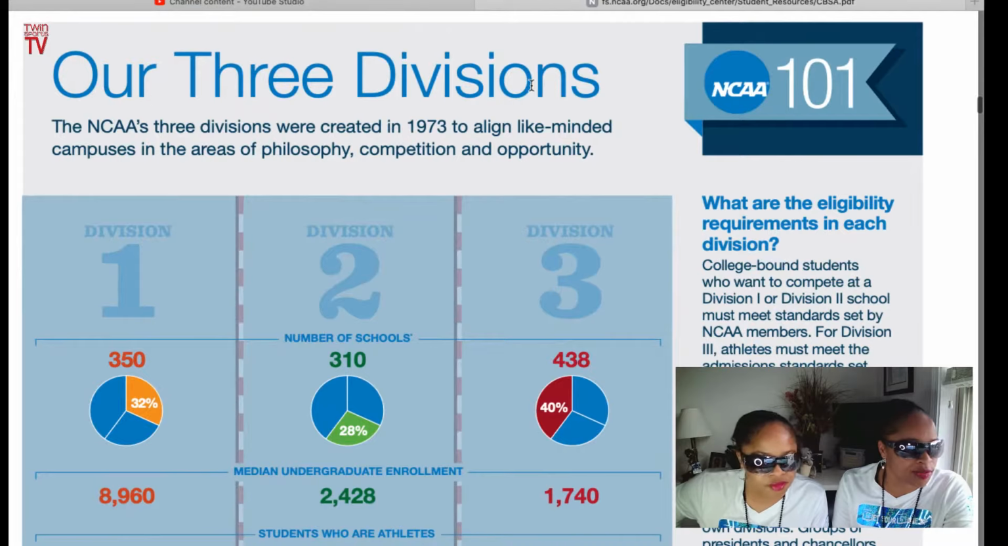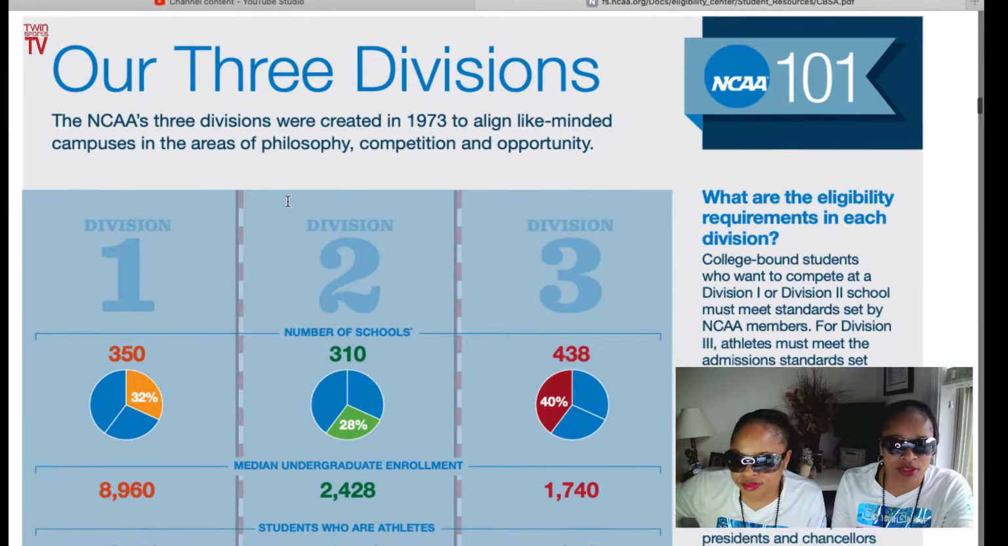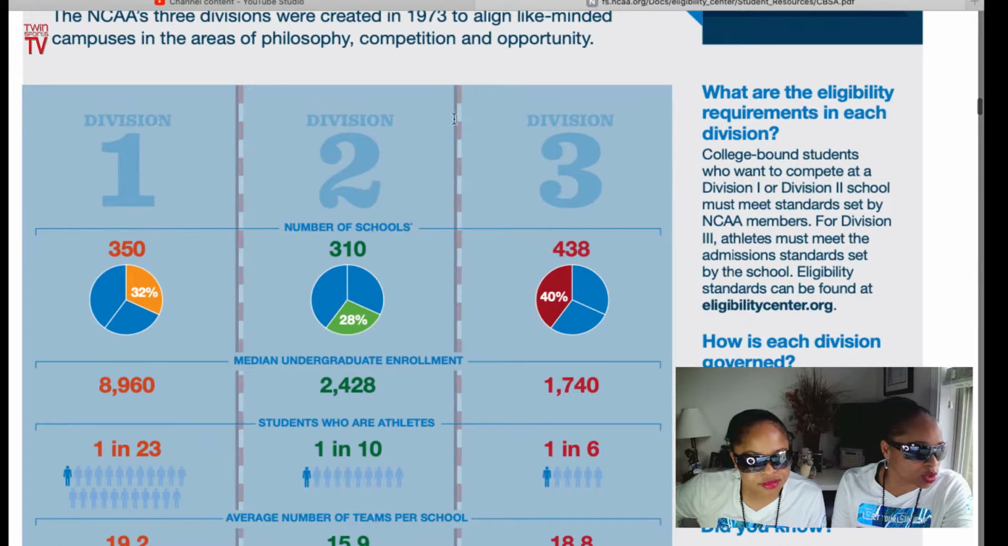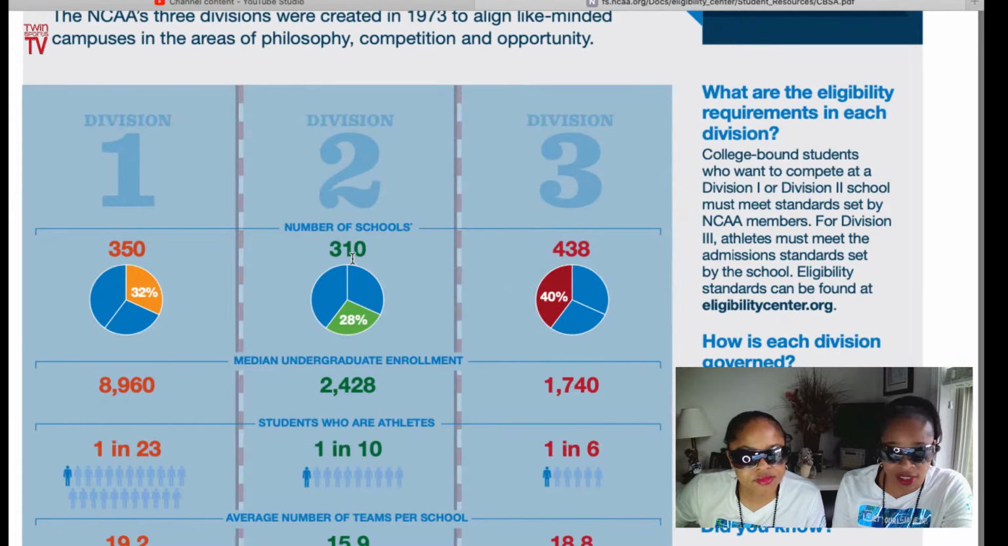The 3 divisions of the NCAA were created in 1973 to align like-minded campuses in the areas of philosophy, competition, and opportunity. So moving on, we got your 3 divisions going across here. In Division 1, we're talking about the number of schools in these divisions. For Division 1, we have 350 schools. For Division 2, we have 310 schools. And for Division 3, we have 438 schools.